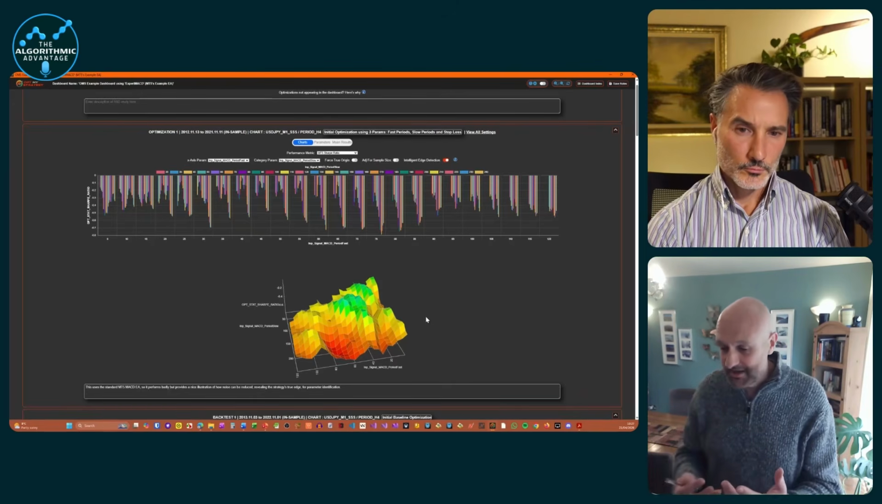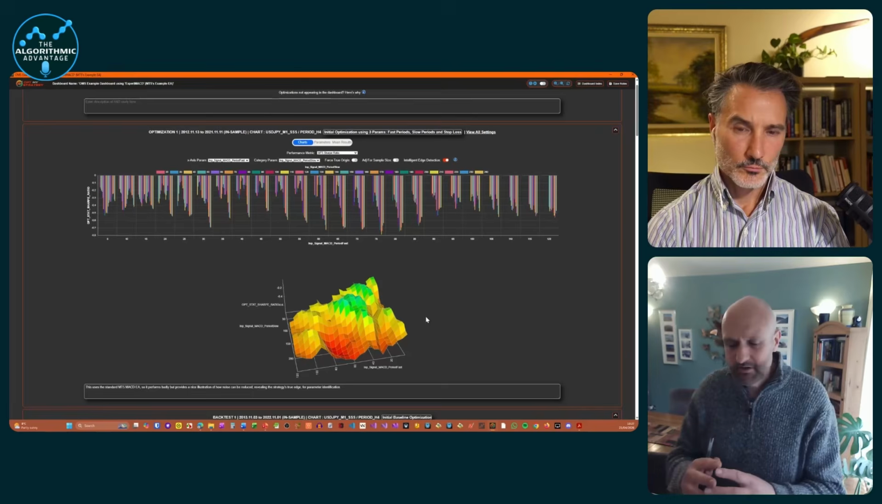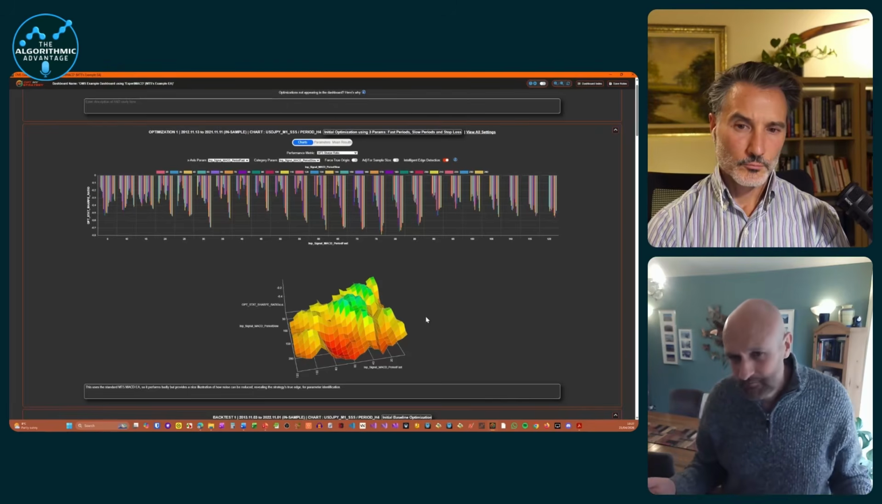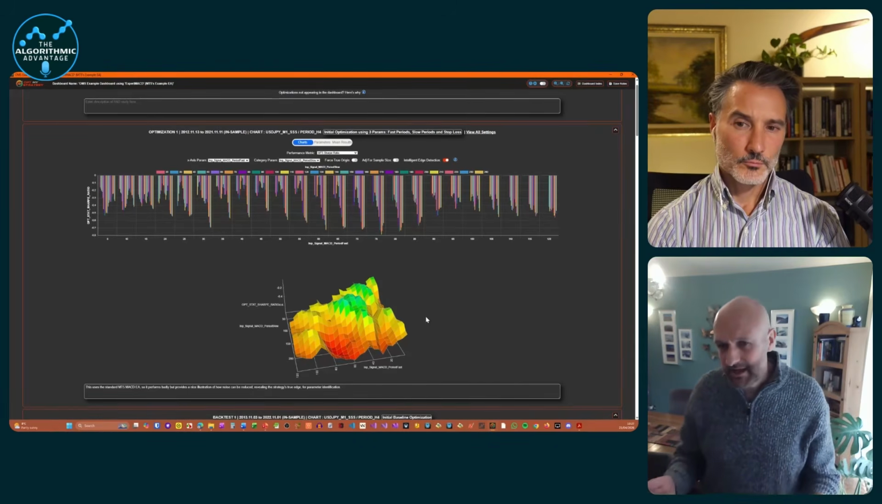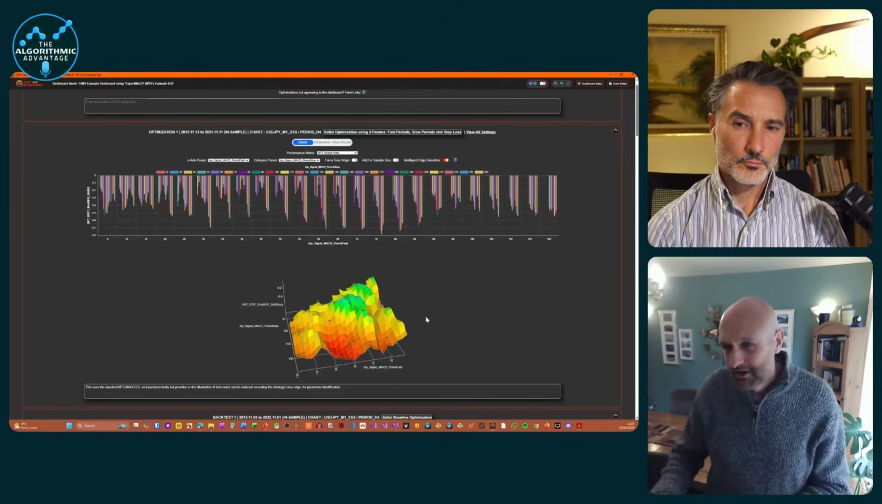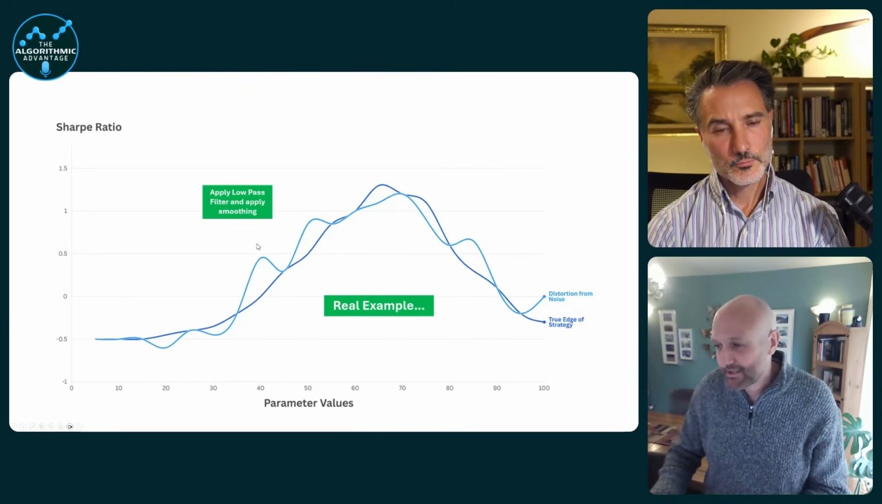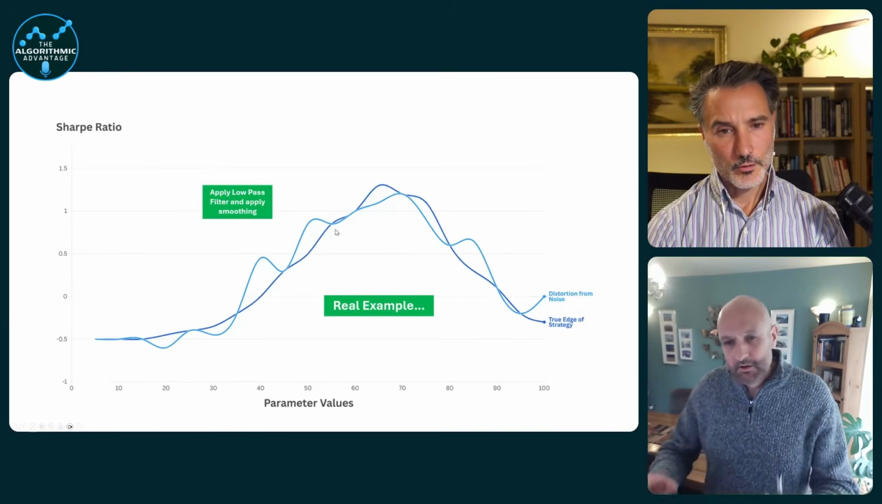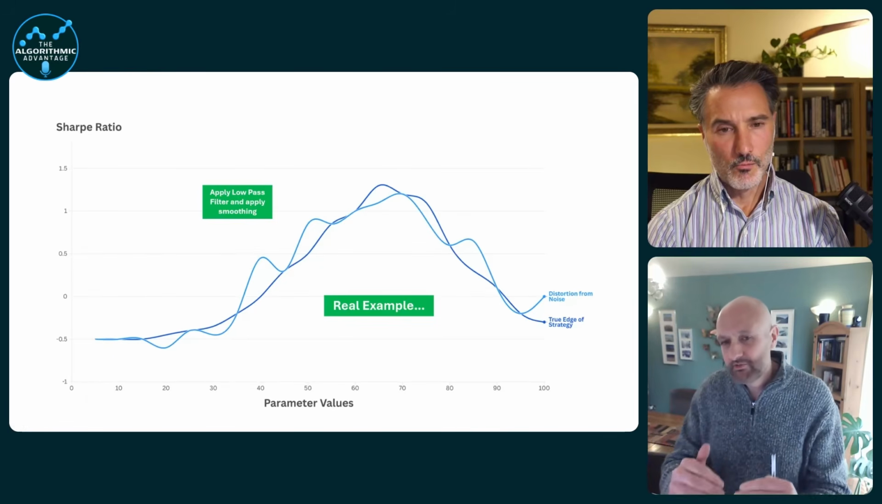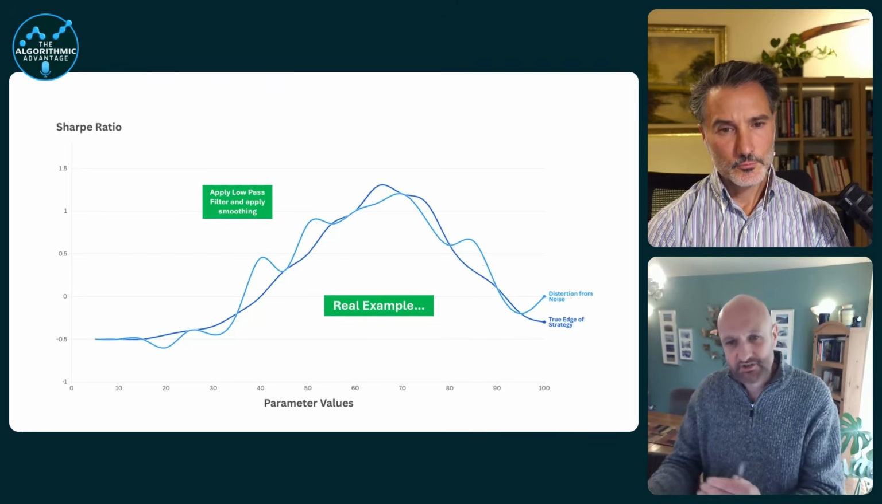Through this process, I think I've come up with something that by no means is perfect. There's always going to be some element of noise in your back tests. Let's be clear, you're never going to get rid of that. You can see that here. There's still some noise. But the more you can reduce it, the better informed decisions you can make.